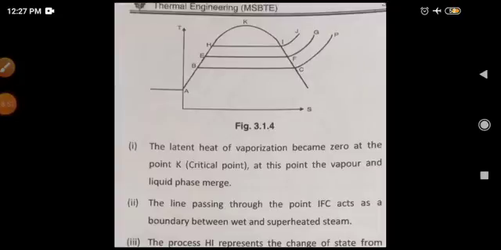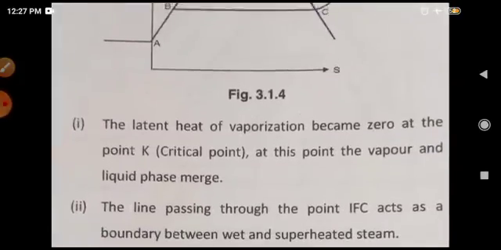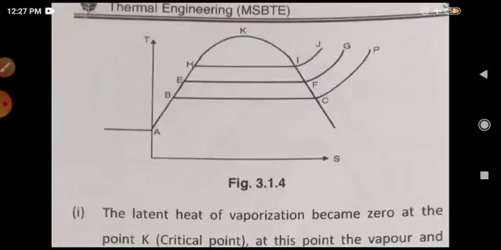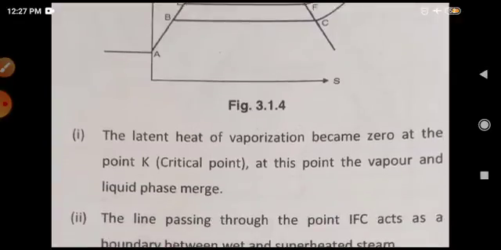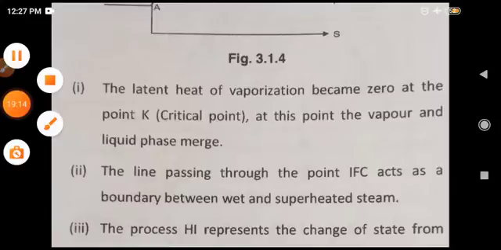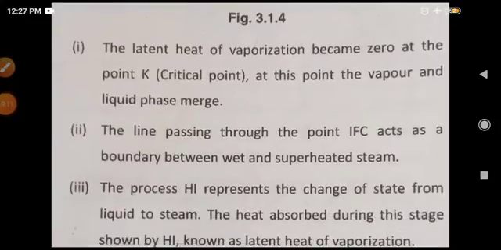The simplified diagram is shown over here. You can see here the latent heat of vaporization becomes zero at point K. That is called the critical point. At this point the vapor and liquid phases merge. Then the line passing through the points E, F, C acts as a boundary between wet and superheated steam.